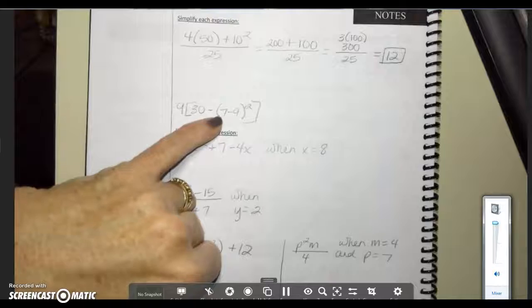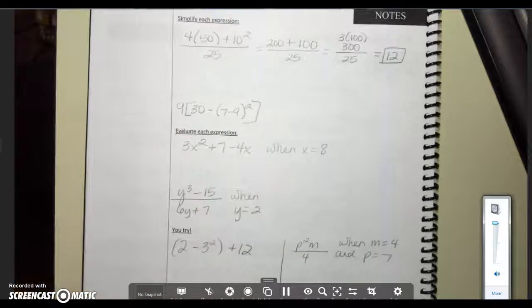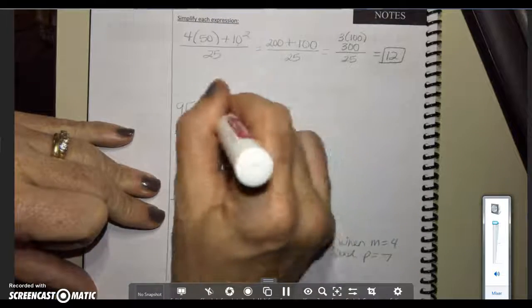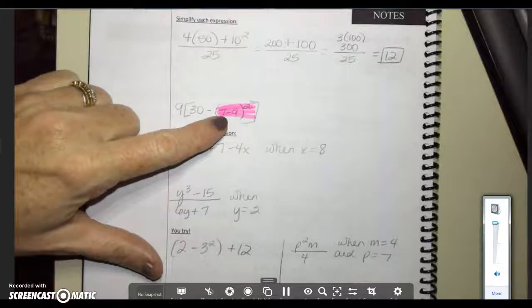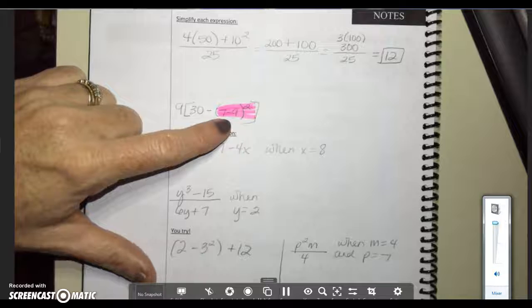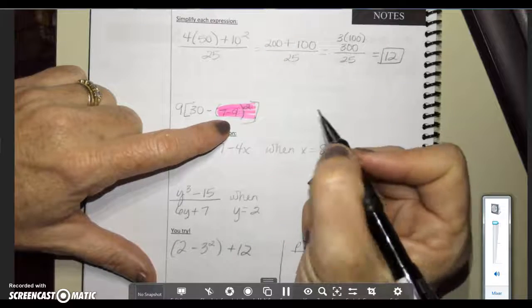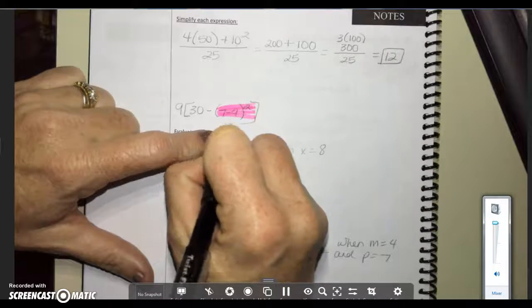Okay, so we're going to start with this. And when you work with these, if you need to highlight them so you know which one you're going to do first, that's fine. Okay, so first thing I need to do is get that shortened up. What's 7 minus 9? Negative 2. And then I have to do what?